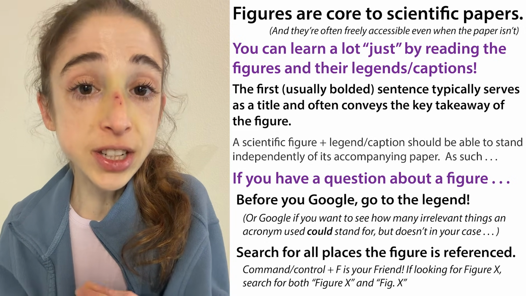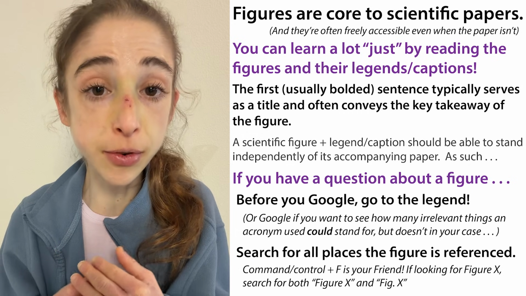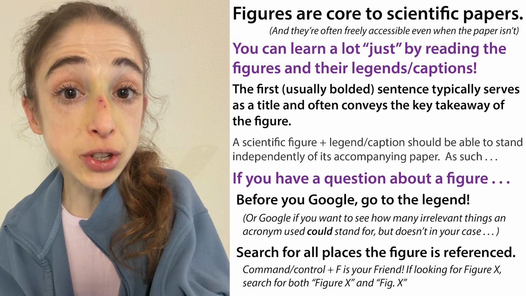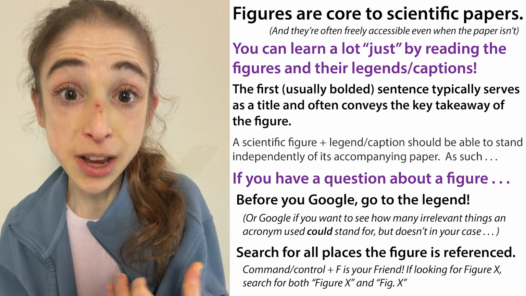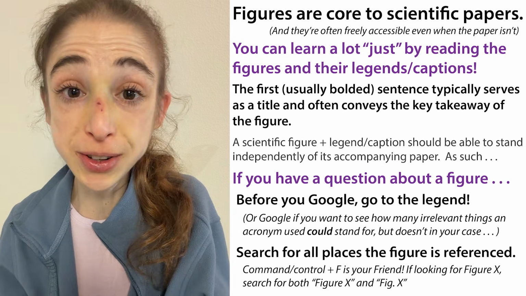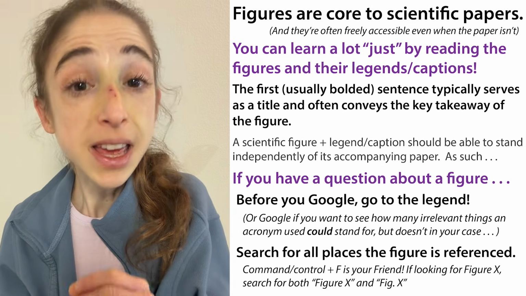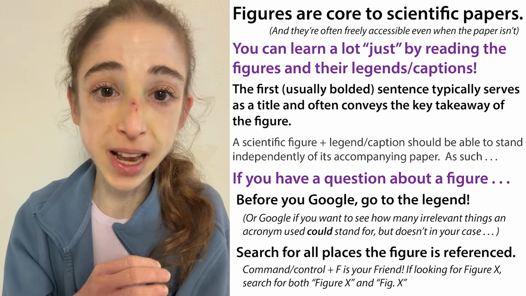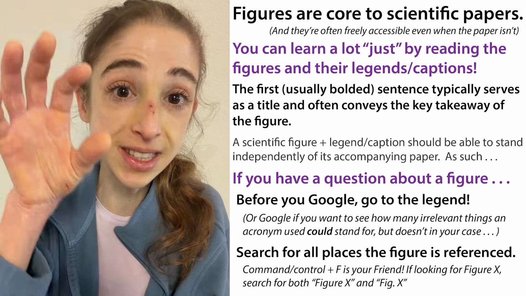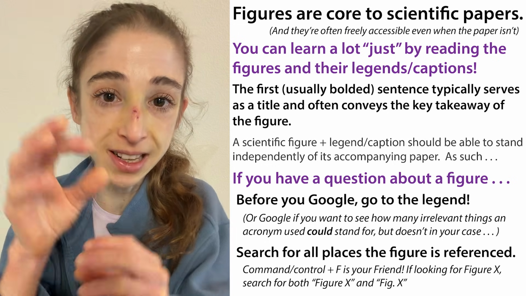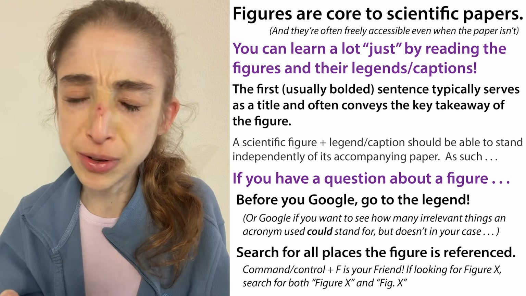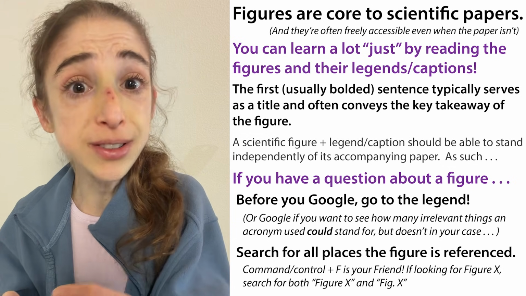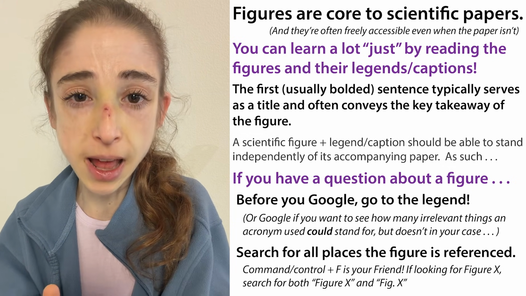The figure legend itself needs to have all of the information that allows the reader to interpret the figure without having to go back and look at that text, which is great because often the figures are going to be freely accessible even if the paper is not. And so often when you go to the website or you go to PubMed or whatever, you can see the figures and you might even be able to access the figure viewer, even when you can't access the text. So that's great because these figures have so much information in them.